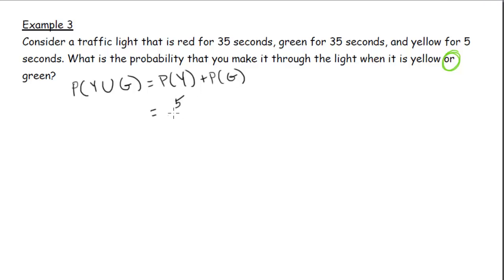So the probability that we pass through this intersection when it is yellow, well, it's yellow for 5 seconds out of a total of 75 seconds. Plus, well, when is it green? It's green for 35 seconds out of 75 seconds. So this would be 40 out of 75 seconds, which would reduce to 8/15.